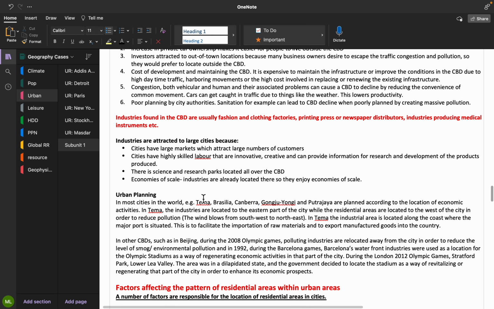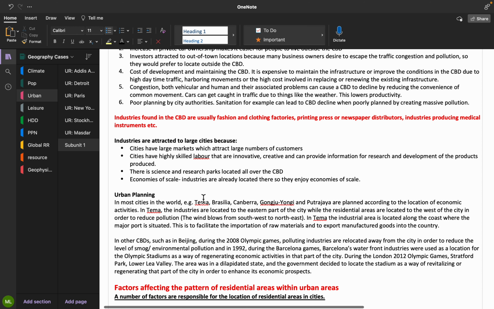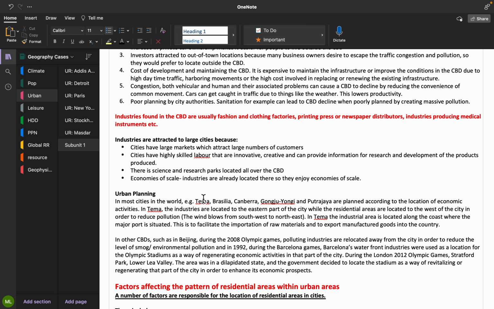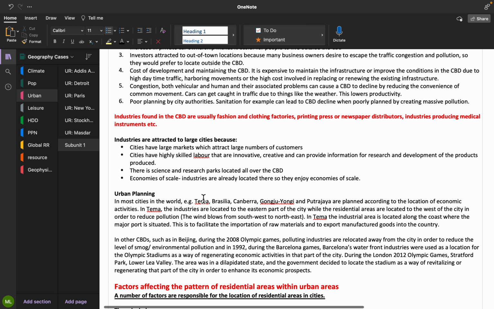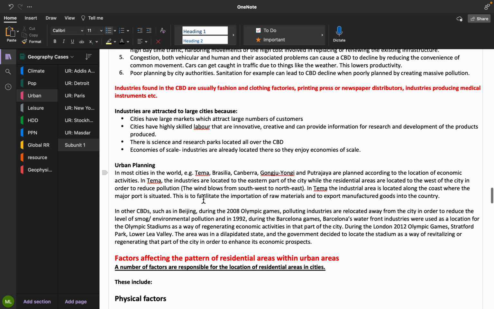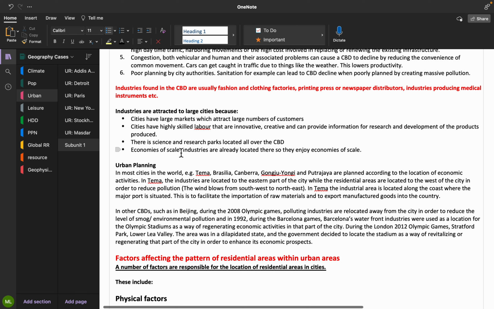Okay. And industries are attracted to these CBDs in large cities because this is a given, this is really obvious. Cities have large markets which attract large numbers of consumers, and cities have highly skilled labor that are innovative, so creative, and can provide information for research and development of the products produced. And there's economies of scale. This is an economic term, but it's still good to know that if you live in a place where there's a lot of prosperity, it'll come to you very quickly.